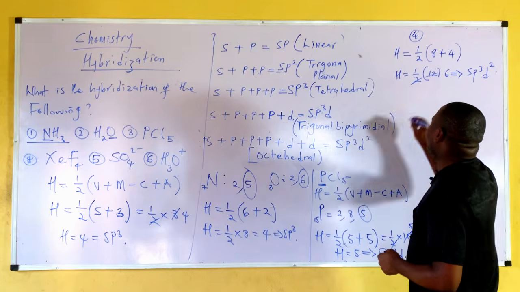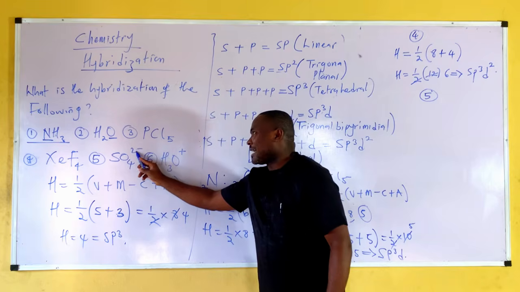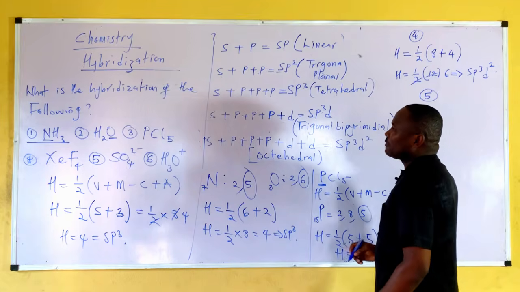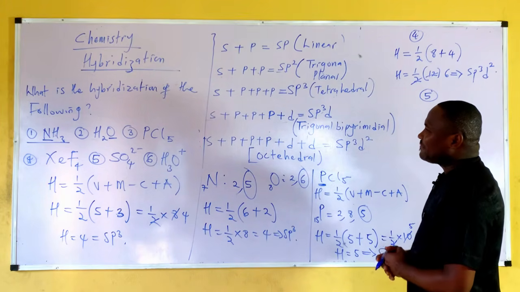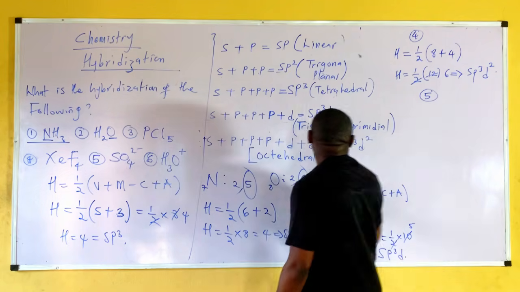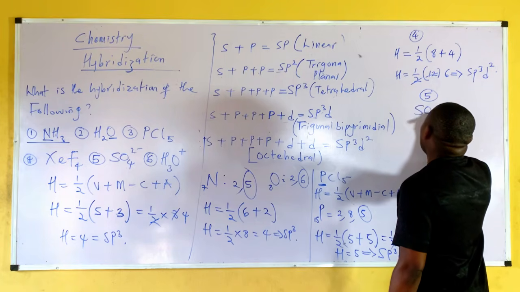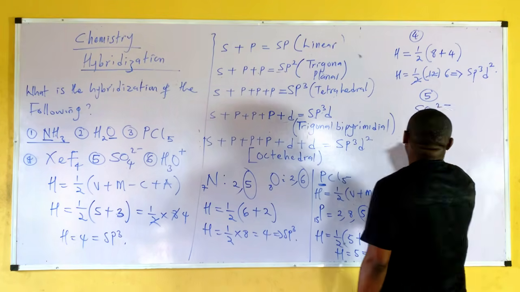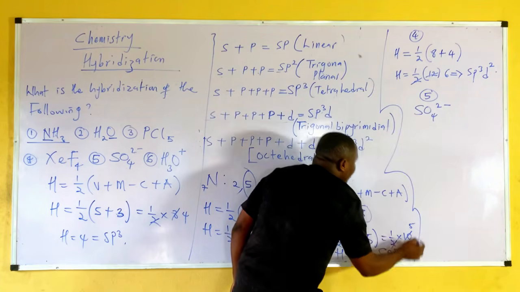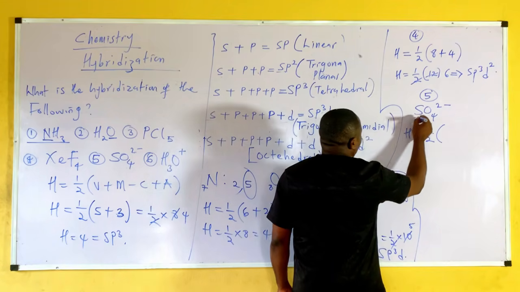Now let's look at number 5. What about number 5? Now you see number 5, there is a cation, there's an anion attached to it. Number 5 is a very important case. Why? Because the structure there, we have it as SO4 2 minus. Now, H, please make sure you pay attention to this number 5. H is equal to 1 over 2 open bracket.